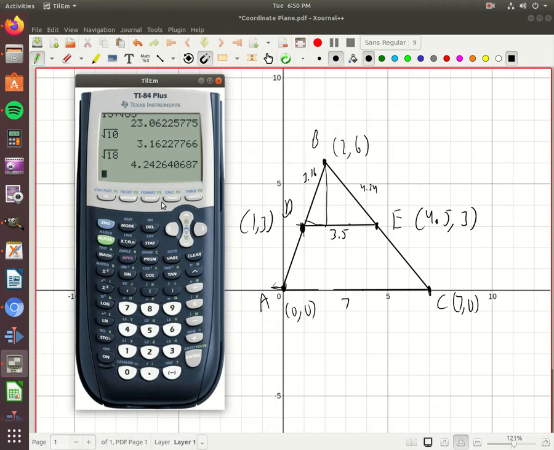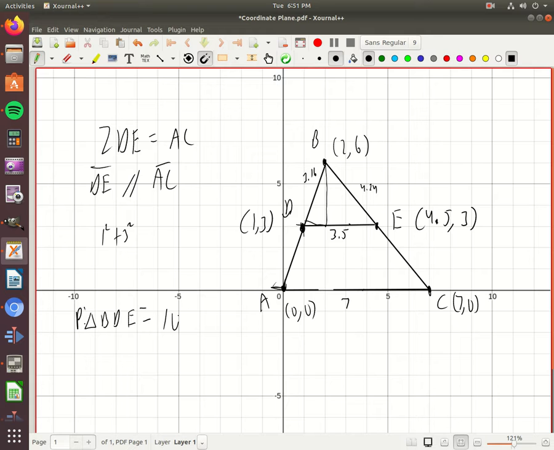3.16 plus 3.5 plus 4.24 is going to equal 10.9. So the perimeter here is 10.9. And now we need to do the big one, which is kind of a pain, right? This is starting to look real ugly.